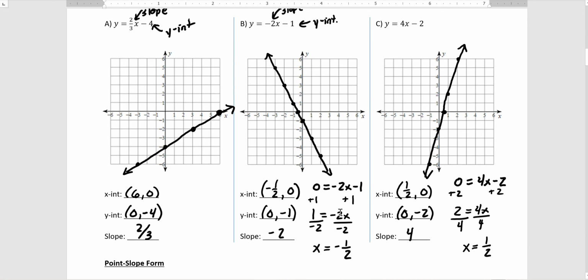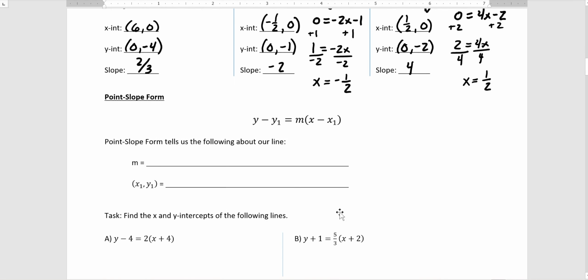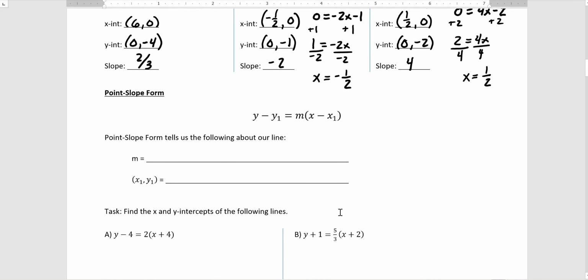All right. If you have any questions over slope-intercept form, please raise your hand over anything we've done. Otherwise, we're going to move on to a new form, point-slope form. Now, point-slope form is a little different. Whereas slope-intercept told us the slope and intercept of the line, point-slope tells us the slope and a point on the line. So M still represents our slope in this formula, and x1, y1 represents a point on the line.